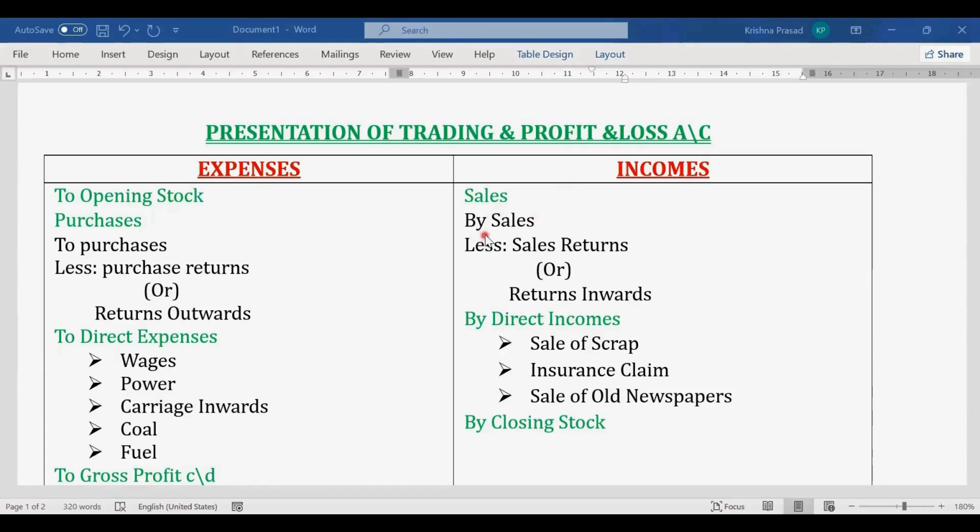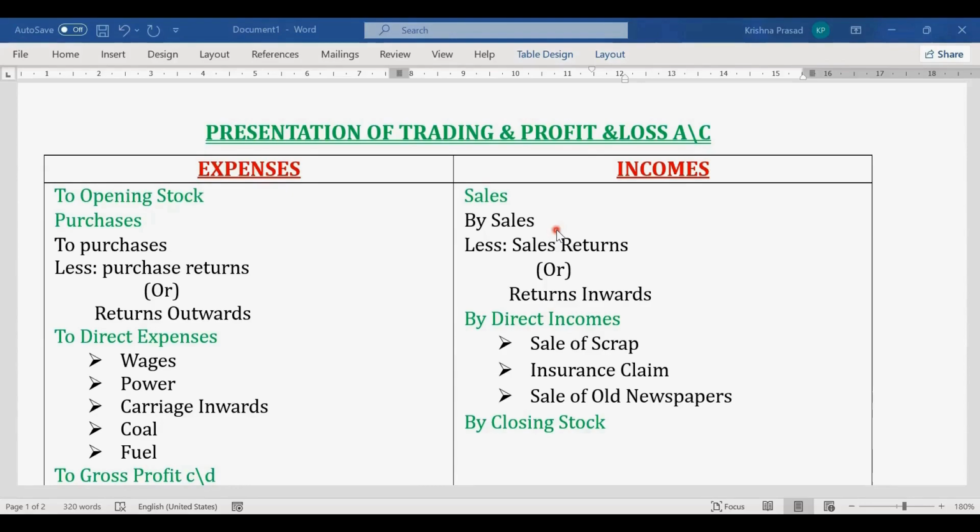Like purchases, we will have the sales. Whatever goods we have sold, if you want to get the final sales value, you should deduct the sales return. That means whatever damaged stock or goods returned from the customer should be deducted from the sales account. Then we'll get the final sales value, which is also called the turnover of the company.